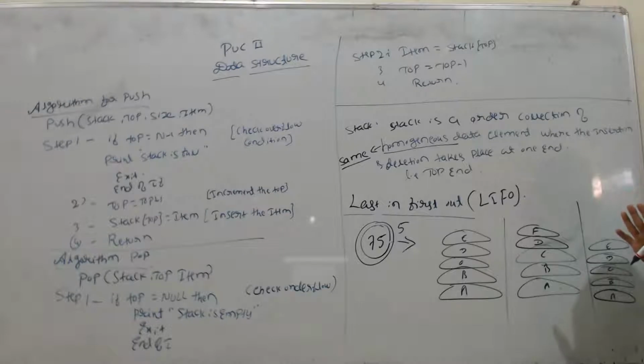Is it clear? So don't be confused. A to B, B to C, C to D, D to E. Our stack has reached the exceed value. Stack has reached the exceed value. Right? Here it is not possible to add an element. So we are adding the elements at the top end only. Okay, fine.